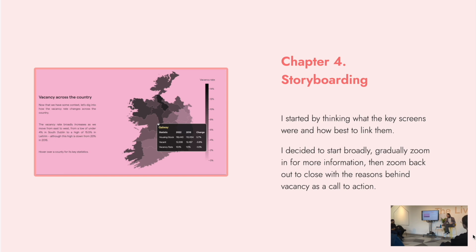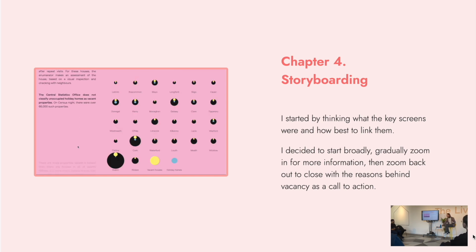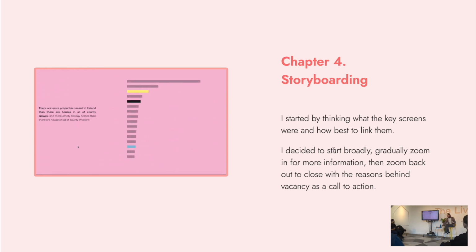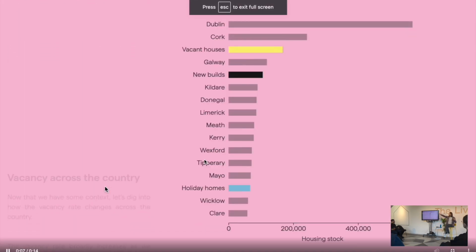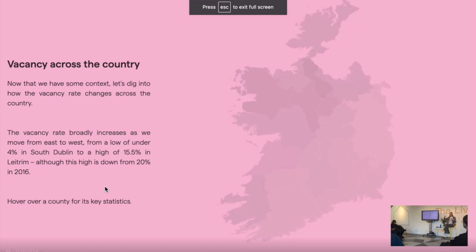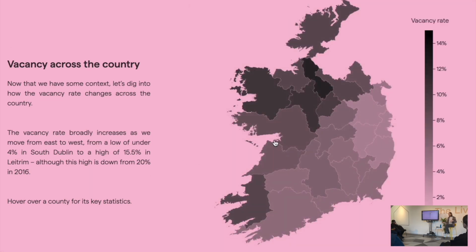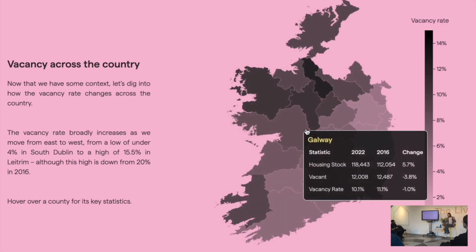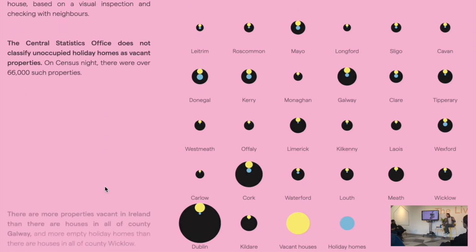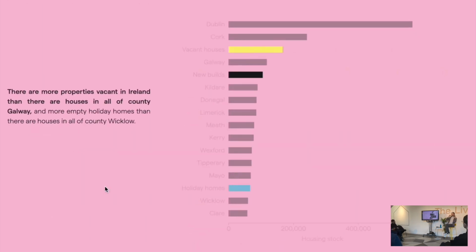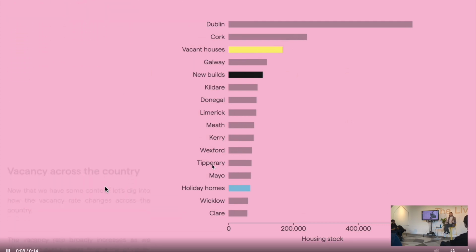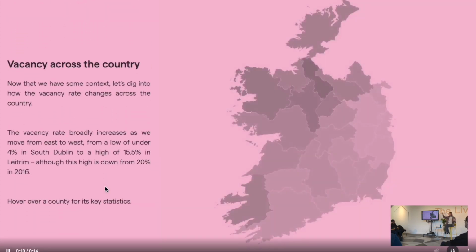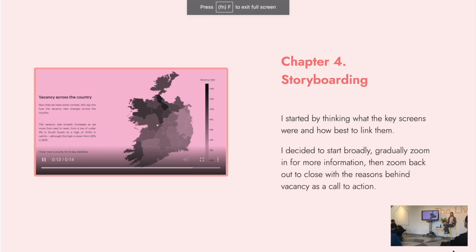So I started thinking about what the key screens were and how to link them together. And I decided that we'd start broadly at the kind of counties view. We'd interject or disperse little key stats in between, and then we move to a country's view. And once we move to a country's view, we could zoom in, both in terms of, let's actually zoom in on Dublin and look at Dublin, but then also zoom into the more granular data. And then we pull it back out for the end, which is around the reasons for vacancy.